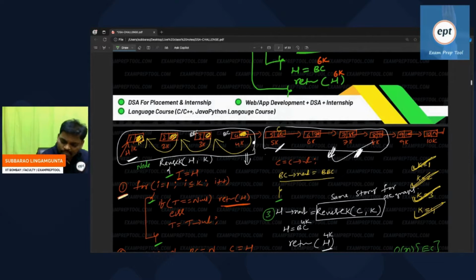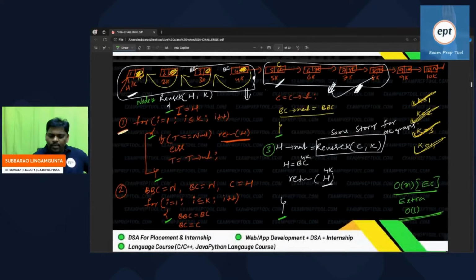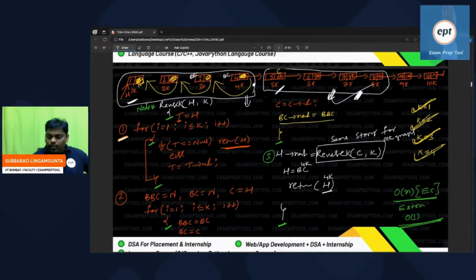Address of which type? Let us say some node type, like integer, character, float, some type. Every node has some type, and all nodes are of the same type. If K value 4 is given, it will repeat 4 times. K value 10 given, 10 times.